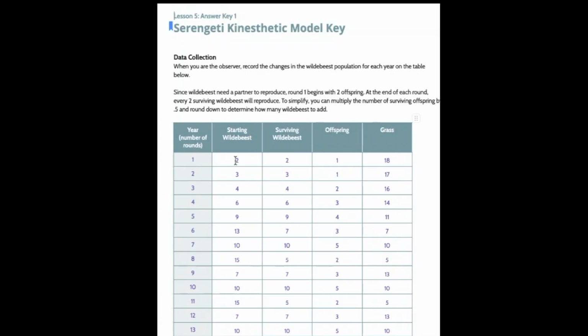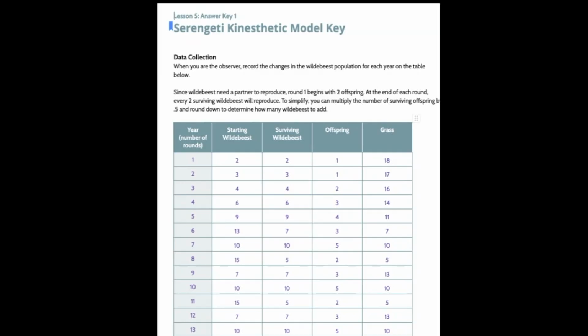Starting wildebeest, you're going to start with 2. Obviously, 2 are each going to grab grass, and so then they'll have 1 offspring, and so the next round's going to have 3. Then you're going to have 3 people grab the grass, and you will have another 1 added because you need 2 to reproduce, and so the next number will be 4. So you can see how this works. This should be very similar to your classroom data.